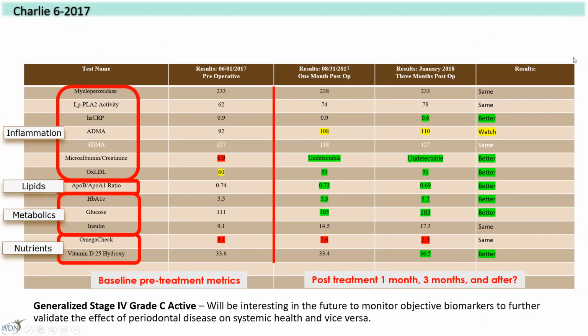I need you to help me collect this data so we can start to prove and make a difference that as we monitor these objective biomarkers of systemic health, it'll further validate the effect of periodontal disease on systemic health and vice versa.